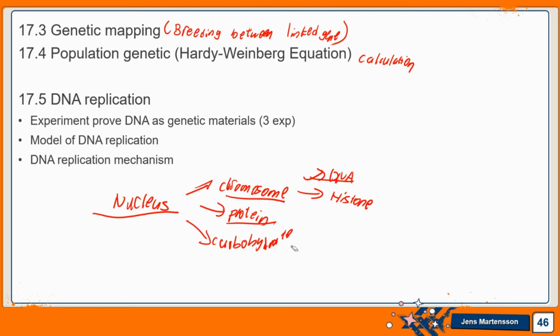So there were a total of 5 scientists who made 3 experiments, 5 different scientists in different years, different decades.